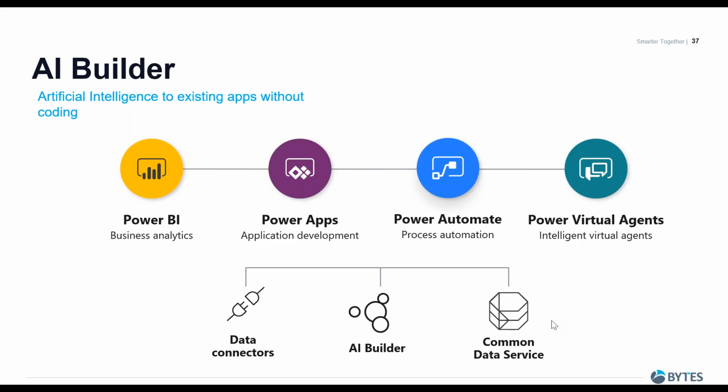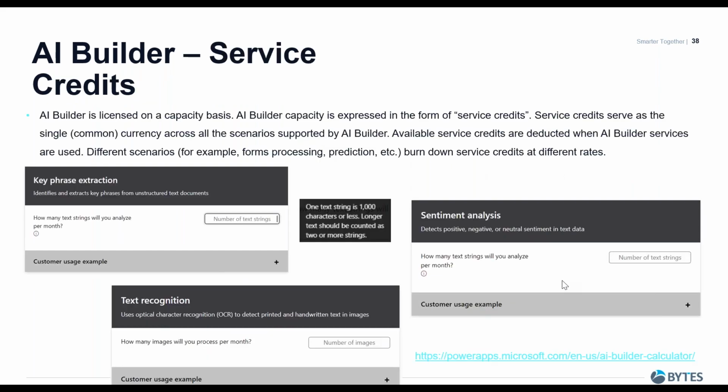AI Builder will add artificial intelligence to your applications within the Power Platform and Dynamics 365 without the need for coding. It's licensed on a capacity basis. You have an AI Builder calculator for which there is a link at the bottom that can be used to look at the type of service used, such as sentiment analysis here, by entering the number of characters which needs to be analyzed, or in our invoicing example, the number of invoices that are going to be processed on a monthly basis. And then that will tell you how many service credits you actually need to run that service.